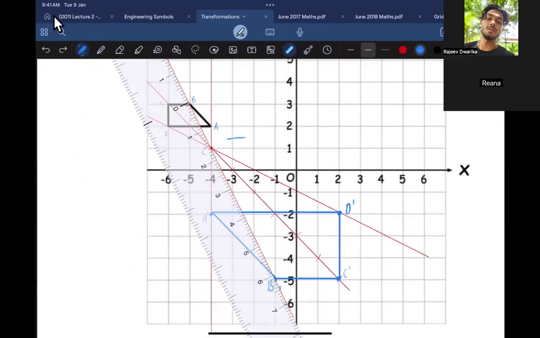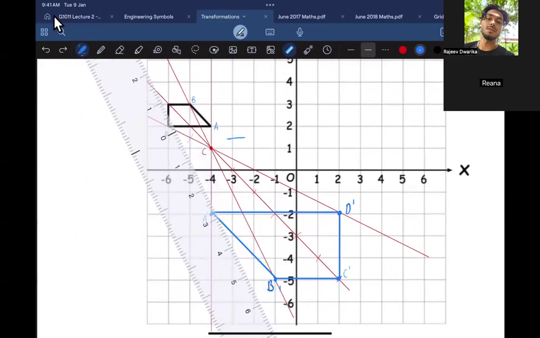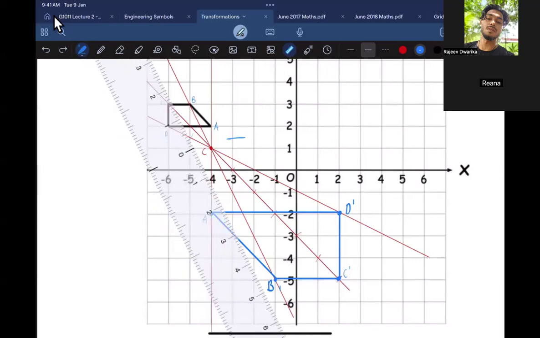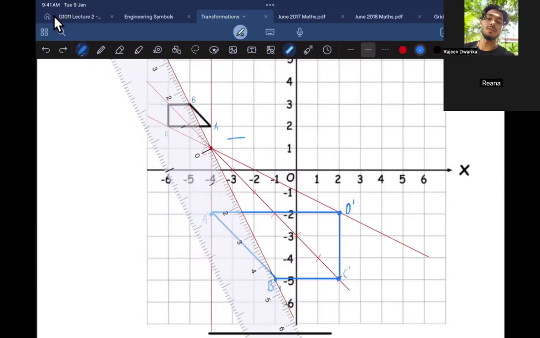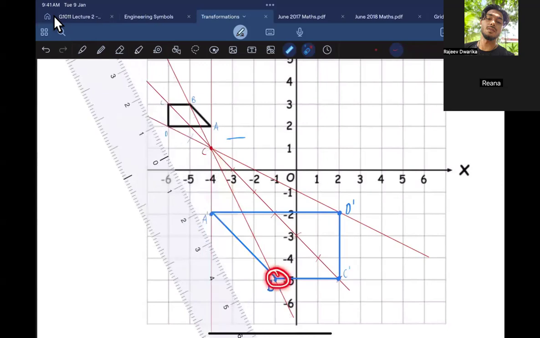What is it looking like? That's looking like 1.5. So what we're going to do now is multiply 1.5 by 3. What's 1.5 times 3? 4.5. Right, so you're going to measure 4.5 from the center on the other side. So watch. 0, 1, 2, 3, 4.5. And that is how I get point B.